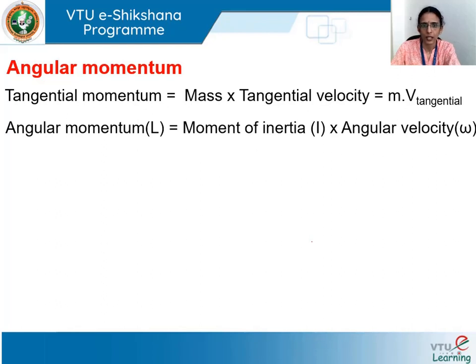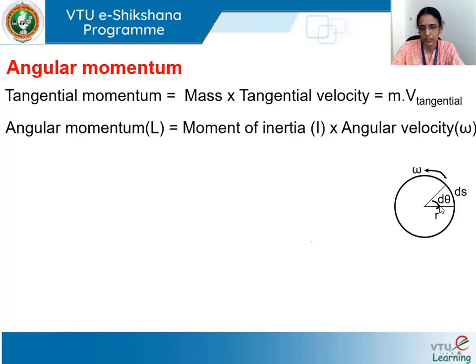Now, let us see what is angular momentum. We have seen what is tangential momentum. Tangential momentum is the product of mass and tangential velocity, m into v tangential, whereas angular momentum L is equal to moment of inertia multiplied by angular velocity. Moment of inertia is represented as I, angular velocity is omega. Angular velocity is the angle traversed per unit time. So, consider in this case a wheel of radius r, and it has moved through an angle d theta over a time dt.